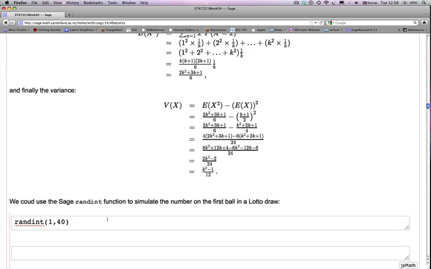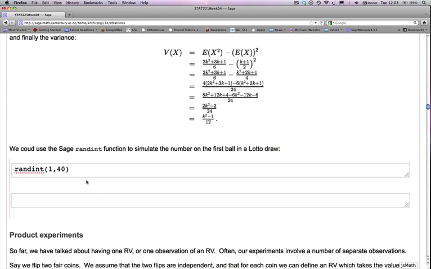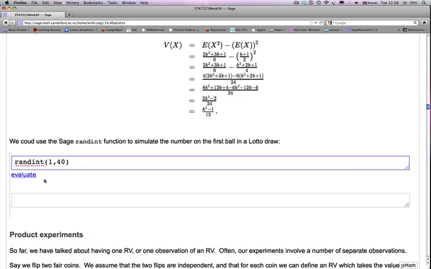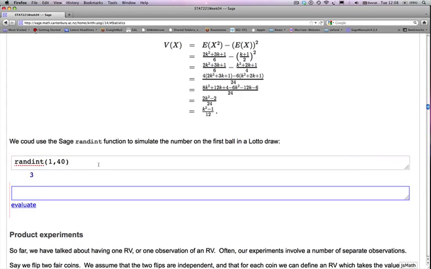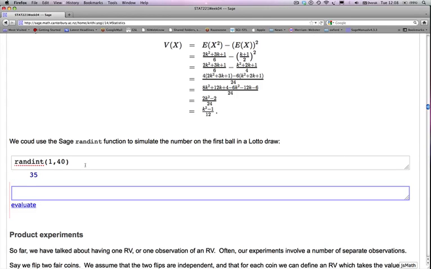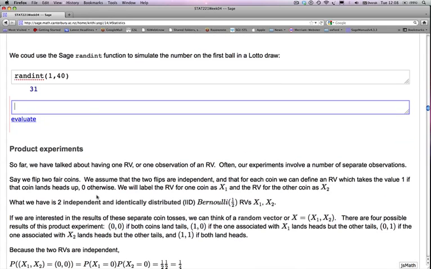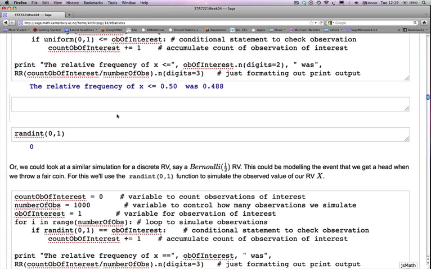So we could use the Sage randint function to simulate the number on the first ball in a lotto draw. So randint 1, 40 will do that trick for us. So it will produce a number uniformly at random between 1 and 40, as I'm doing now. So this allows us to simulate the first ball that pops out of a lotto machine.